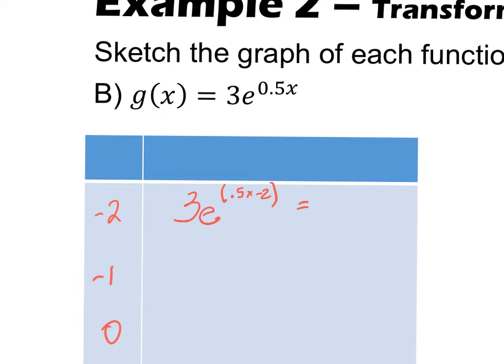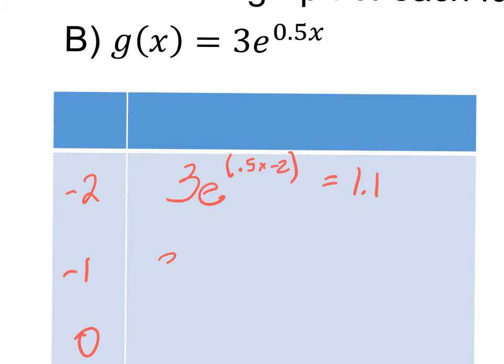Okay, let's do it. 3 different answers. You got to use the negative key, not the minus sign. So I got 1.1 about. Okay. Again. Okay. All right. Here we go. We're gonna say 3e, and it's to the 0.5 times -1. Okay. My bad. What is that? 1.8.